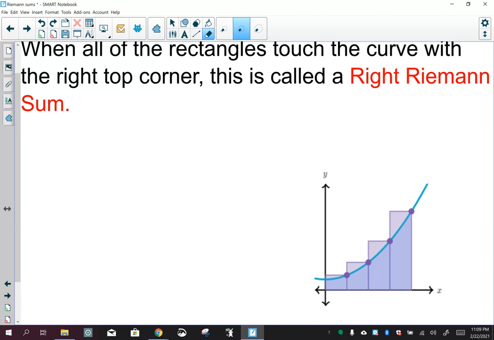Now, it's not always going to be, well, if you have a left Riemann sum, you're going to have an underestimate. If you have a right Riemann sum, you're going to have an overestimate. It also is going to depend on the graph itself, whether it's increasing or decreasing.